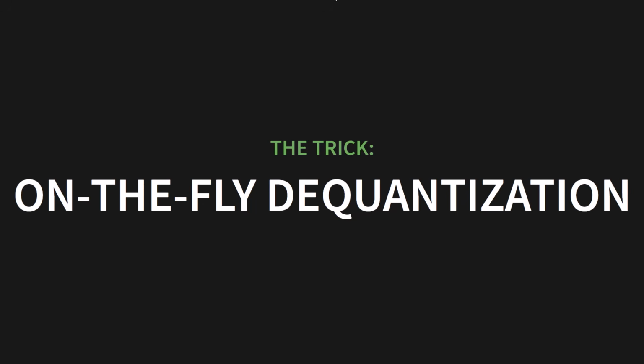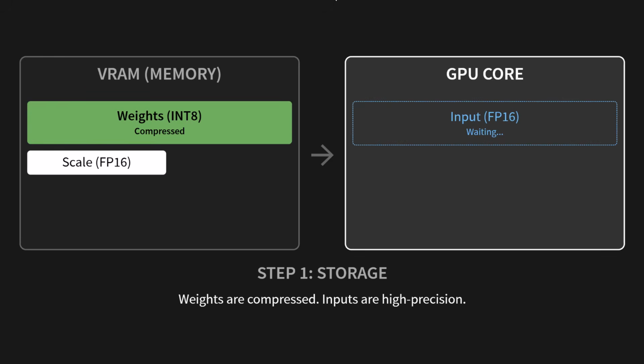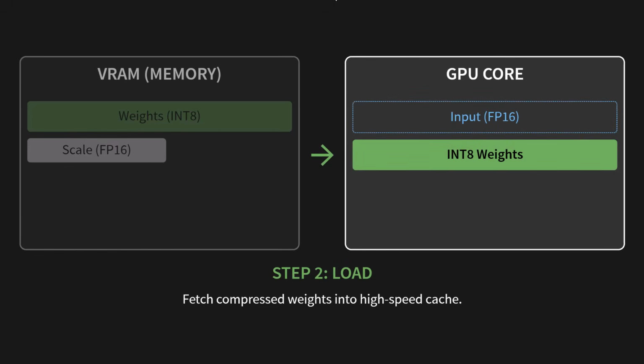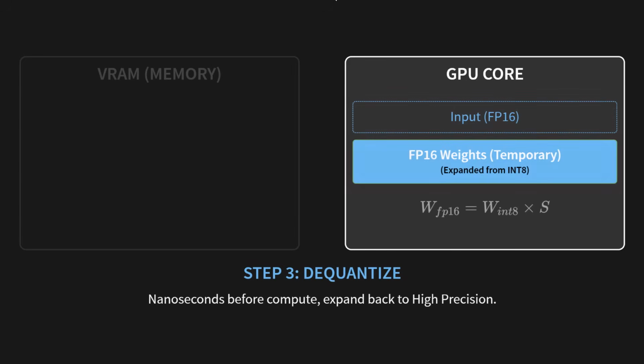Step 1 is storage. As you see here, in the main VRAM, our large weights are stored in their compressed int8 format, and right next to them, we store their FP16 scale factor. Meanwhile, the input is just waiting, ready to go in its normal high-precision FP16 format. Step 2, load. The GPU core pulls the compressed int8 weights it needs from VRAM into its own extremely fast on-chip cache.